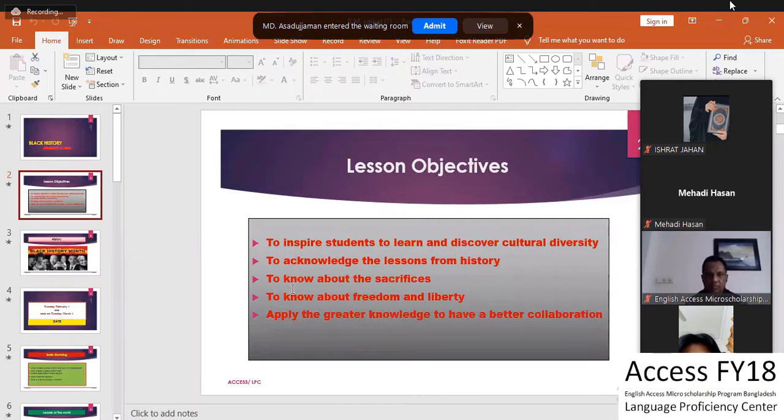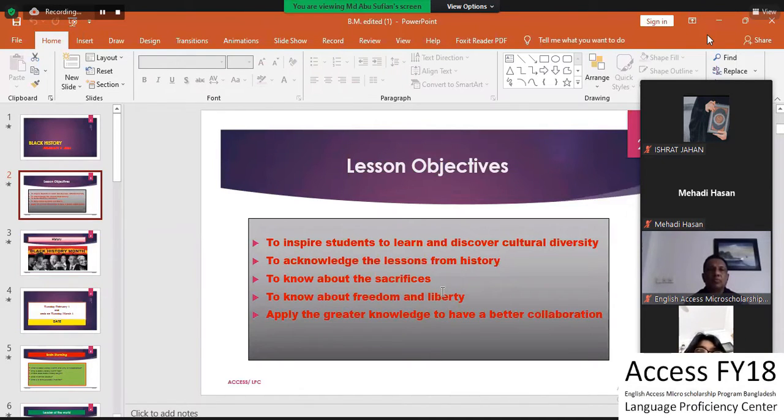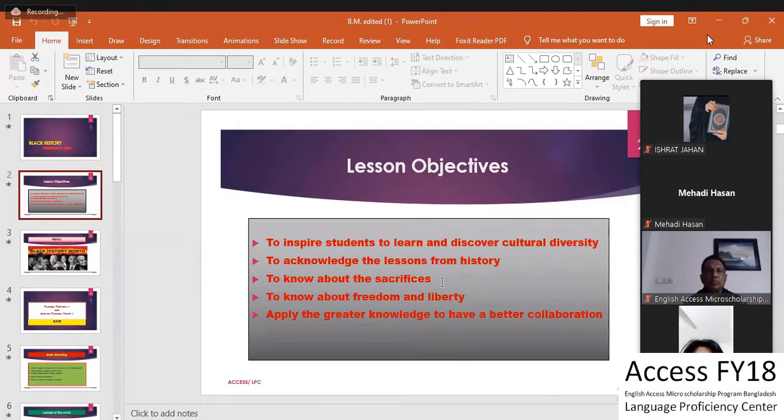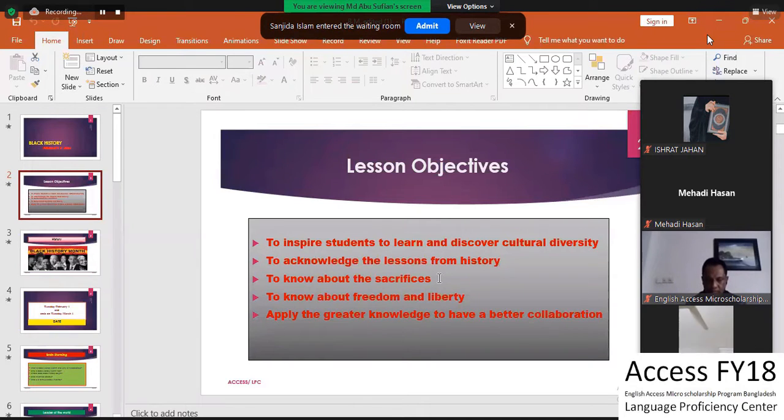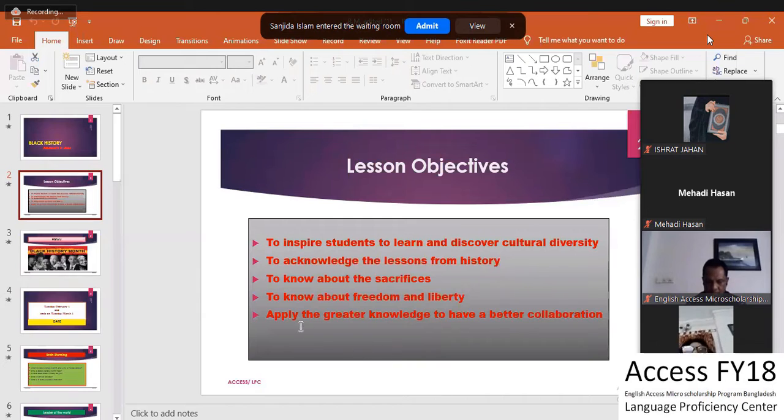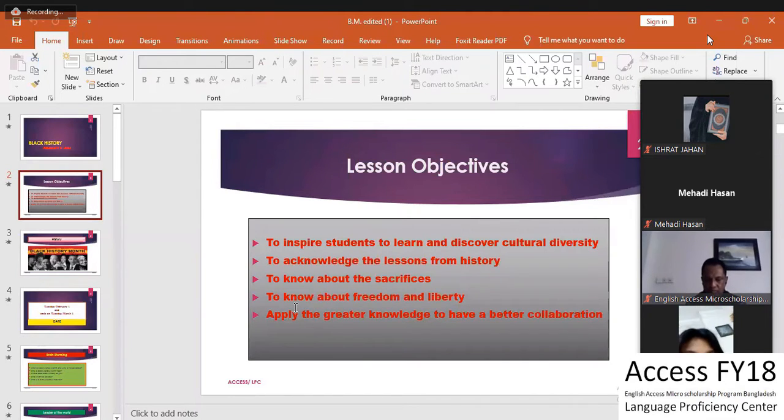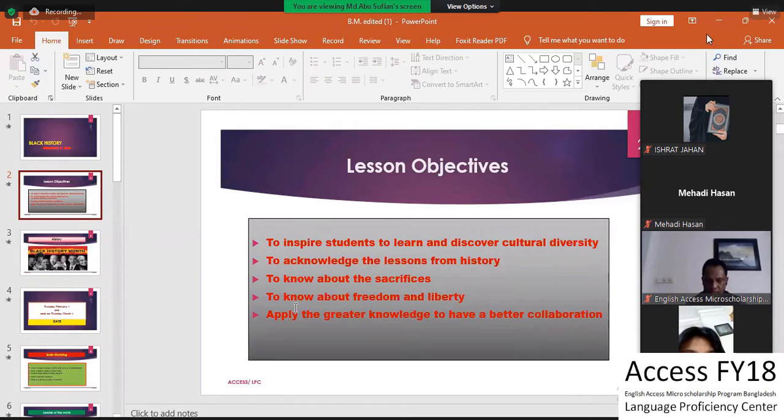Moreover, we will also know about the people who sacrificed their lives for removing the racism and oppression against Black people, or Afro-American people, in America. We will also learn how they got their freedom or liberty. This will help us apply greater knowledge to have better collaboration with each other, and also to compare and see how this sort of learning is very close to us as well.